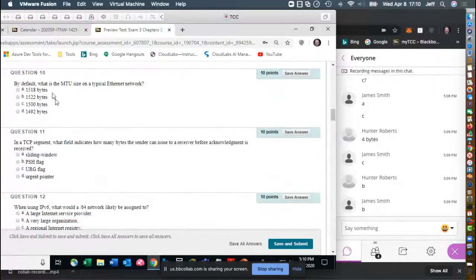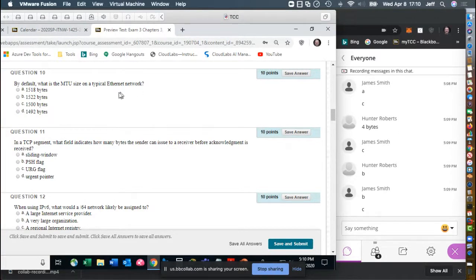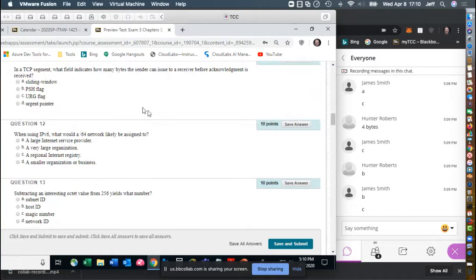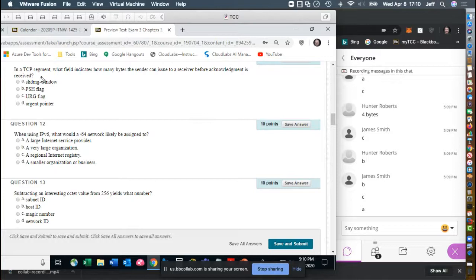All right. By default, what is the MTU size on a typical Ethernet network? C. Yes, 1500. That's the typical MTU size. All right. In a TCP segment, what field indicates how many bytes the sender can issue to a receiver before acknowledgement is received? A, right, the sliding window, tells you how much you can send to the receiver.